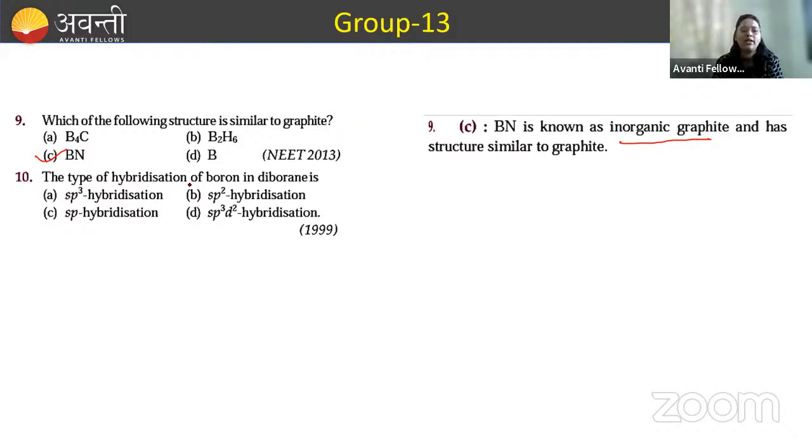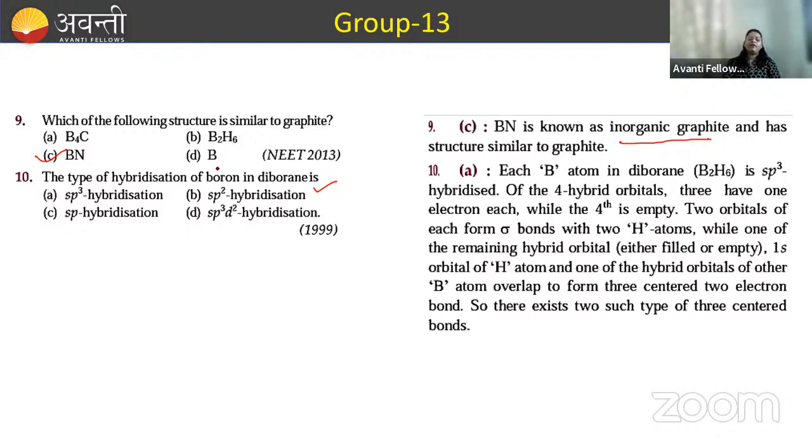Okay, next, what is the type of hybridization of boron in diborane? This is a very important question again. Options A, B, C, D. What is the hybridization of boron in diborane, that is B2H6? Yes. So here see, B2H6 has a structure like this. You know the structure of B2H6? Like we just saw for AlCl3, similar to that the B2H6 molecule is present. So this is the structure of the B2H6 molecule.